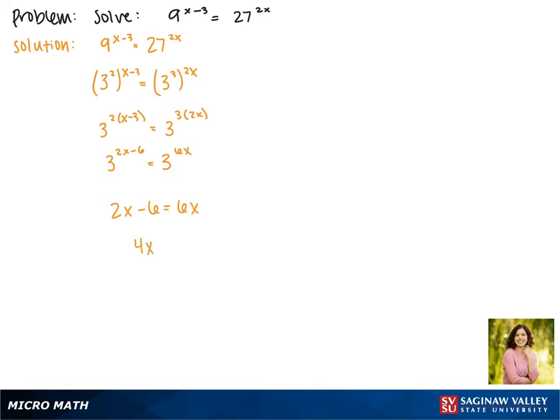Solving for x, this gives us 4x = -6. Dividing both sides by 4, we get x = -6/4. This reduces to -3/2, and this is our solution.